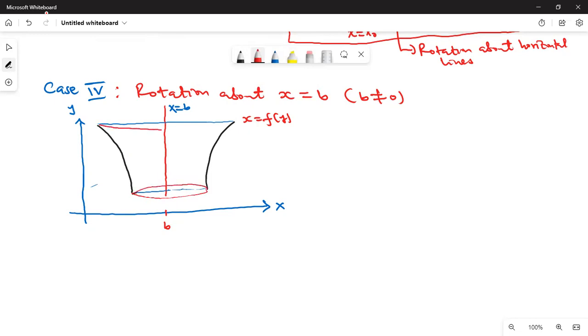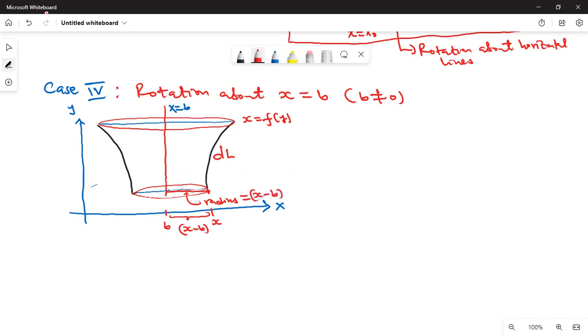Even this one is circular. So this is dl. And now look at our radius. This is our radius. The distance from here to here is our radius. Now, if I let this point be x, our radius is the distance from b to x, which is x minus b.